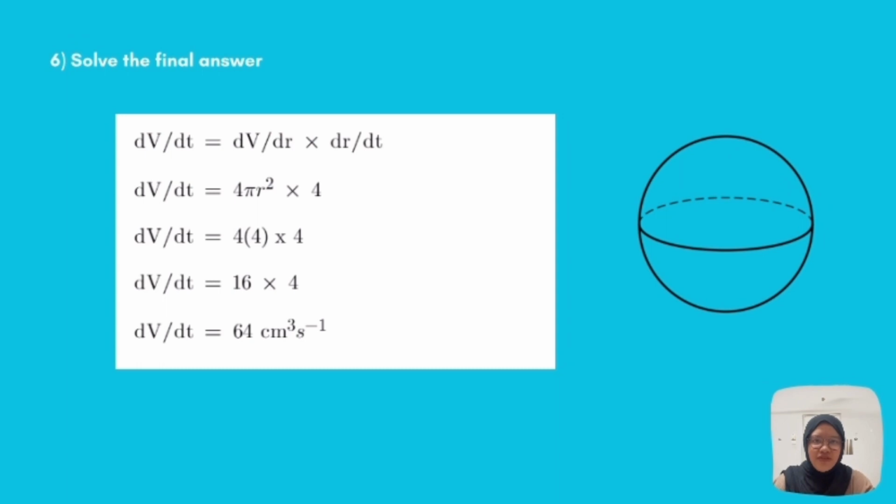Finally, we can solve for the final answer by using the formula derived earlier, dV/dt equals dV/dr times dr/dt. We assign the values of dV/dr, which is 4 pi r squared, and the value of dr/dt, which is 4. And we get the final answer, which is dV/dt equals 64 cm cubed per second.